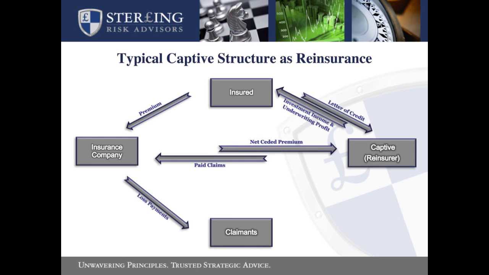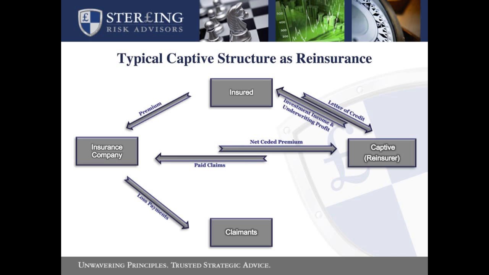This is a fairly typical structure of a captive, where the captive is a reinsurer, because we need an insurance company. If we have workers' comp, we need an insurance company, unless we're qualified self-insured. For automobile, we need an insurance company. General liability, probably going to need an insurance company because somebody's going to want to see a certificate of insurance. So we always have that insurance company there, and that's where the captive tends to act as a reinsurer. To present to the outside world, we need an insurance company wrapping the deal.